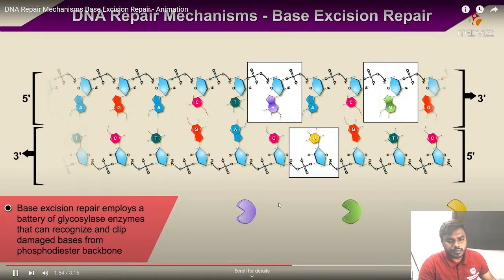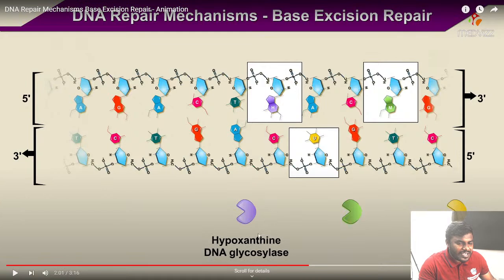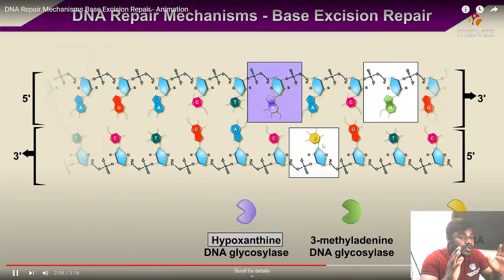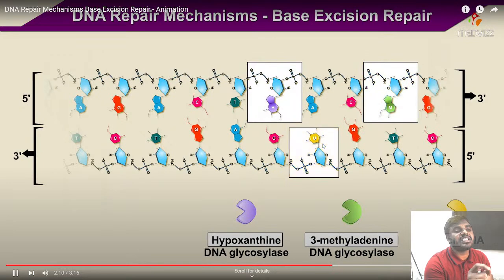There is a battery of glycosylase enzymes that can recognize and clip damaged bases from the phosphodiester backbone. So friends, listen, in the animation they said hypoxanthine DNA glycosylase. Why? Because it is cleaving the hypoxanthine only. If they said uracil DNA glycosylase, then it is only cleaving the uracil. This is called 3-methyladenine DNA glycosylase because it is cleaving only 3-methyladenine. So DNA glycosylases are specific in nature, recognizing only particular damaged bases present in DNA.